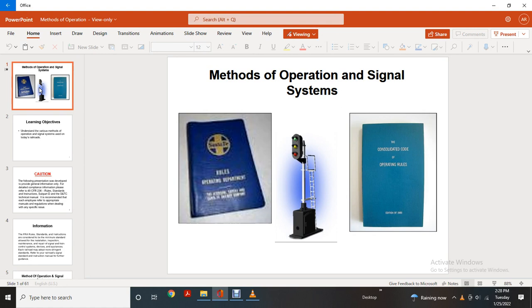Method of operation and signal system. Learning objective: understanding of the various methods of operating signal systems used in today's railroad. Caution: the following presentation is well provided.